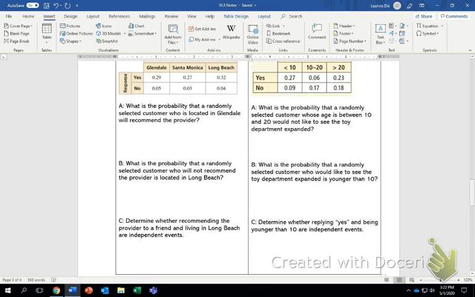I'm going to go ahead and find my marginal. This is my joint information. I want to find my marginal information. So I'm just going to add downwards and sideways until I get my answers. All right, I went ahead and just did that on my own. Again, I just added downwards and sideways to get my marginal information. And now I'm going to go ahead and read part A. It says, what is the probability that a randomly selected customer who is located in Glendale will recommend the provider?